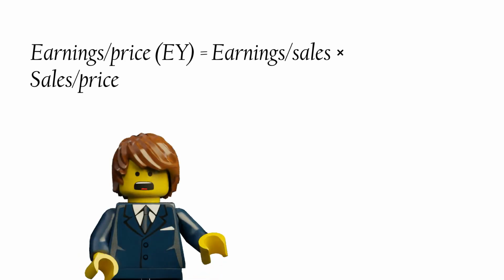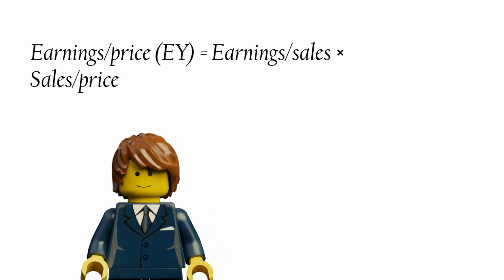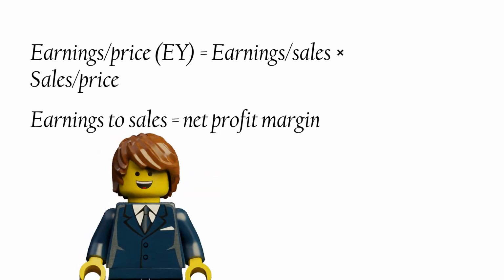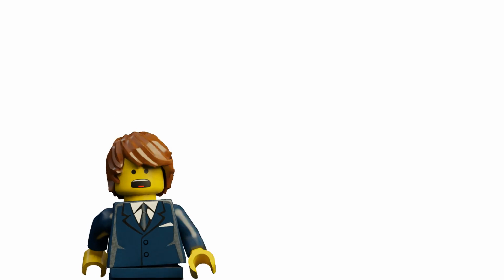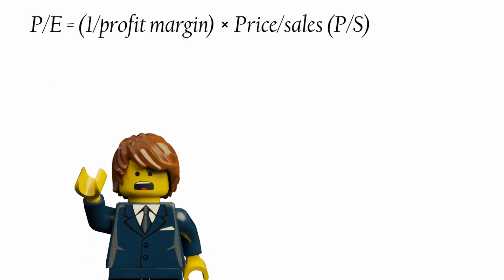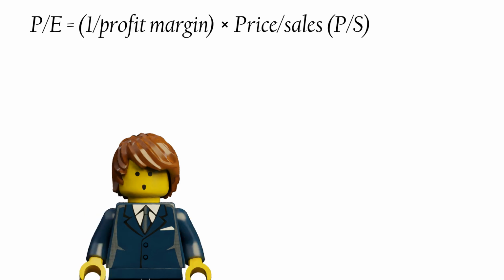We can look at price, sales, and profits this way. Earnings yield equals earnings to sales times sales to price. In this equation, earnings to sales equals net profit margin. Net profit margins are a key element of a successful business. Sales to price is the inverse of the price to sales ratio. So the equation could be restated as price to earnings equals 1 divided by profit margin times price to sales.